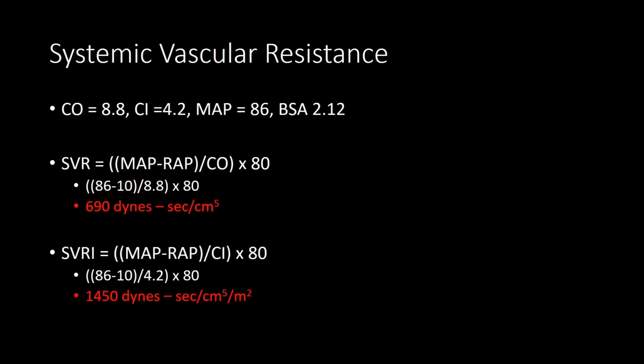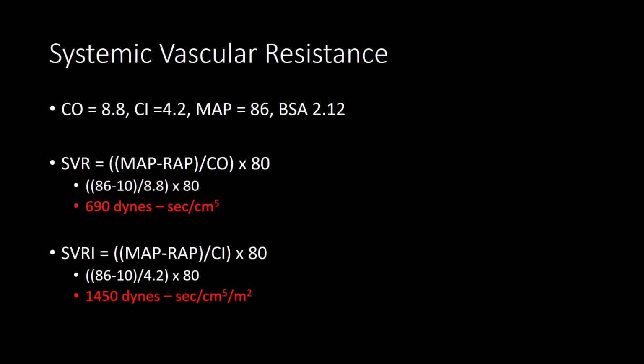So calculating our systemic vascular resistance, we take our mean arterial pressure minus our CVP divided by cardiac output times 80. So we've got 86 minus 10 divided by 8.8 times 80, which gives us an SVR of 690. And if you calculate your SVRI, you take 86 minus 10 divided by 4.2, which is your cardiac index, times 80, and that gives you 1450. Here I've written RAP. It should be CVP, but they're assessed the same way.